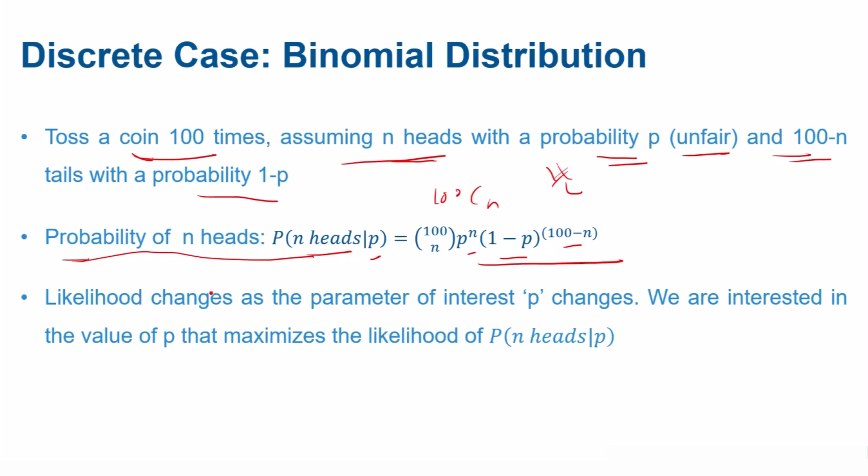Now this likelihood changes. So if you notice, this is the probability or what we call the likelihood of getting n heads out of these 100 tosses. But this number changes as the probability p changes. We are interested in finding a particular value of p that maximizes the likelihood of getting n heads. So that p that will maximize the probability of getting n heads is the one that we desire.